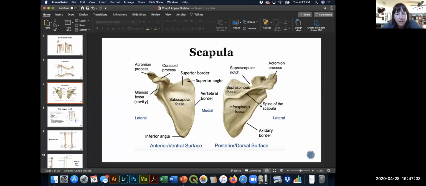Yeah. So it looks like a lot. It's not too terrible. 3 borders, 2 angles, 3 fossae, which are named according to where they are. The only really weird things are these 2 processes, the acromion and the coracoid process. And then you have the glenoid fossa or glenoid cavity. Okay? Okay, yeah, the way you explained the 3 corners, that helps. Just start from there and then work your way out. Yeah, exactly. Okay. Thank you.